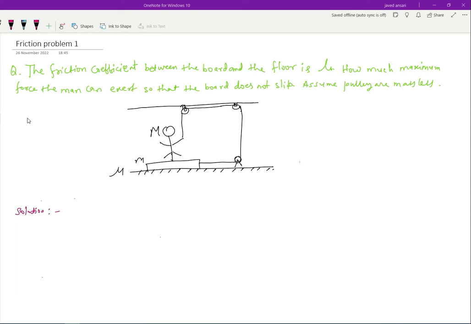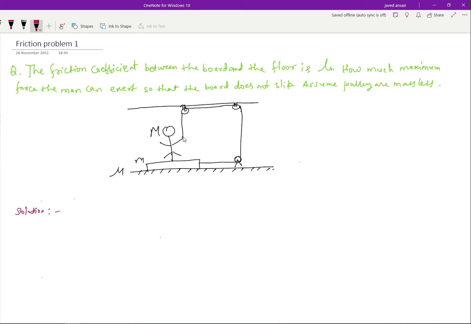also. So the problem says the friction coefficient between the board and the floor is mu. How much maximum force the man can exert so that the board does not slip, assuming pulleys are massless. Okay, so if you see the diagram, this person is holding this string, right? So he can pull this down, right? If he pulls this down, what will happen?